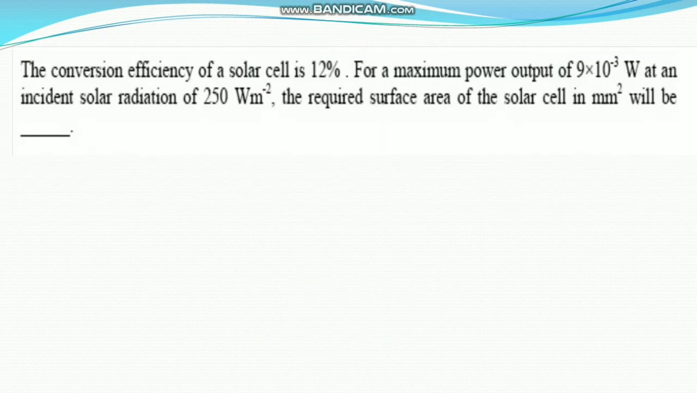Next question: the conversion efficiency of a solar cell is 12%. For a maximum power output of 9 into 10 to the power minus 3 watt at an incident solar radiation of 250 watt per meter square, the required surface area of the solar cell in millimeter square will be dash.